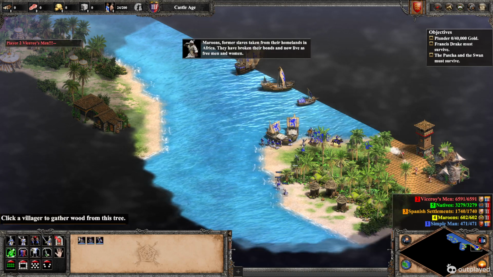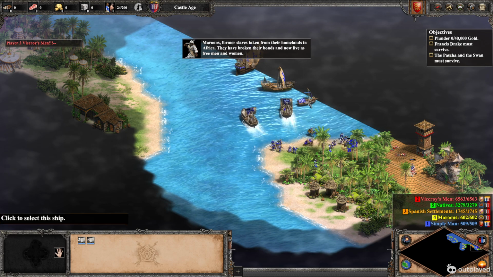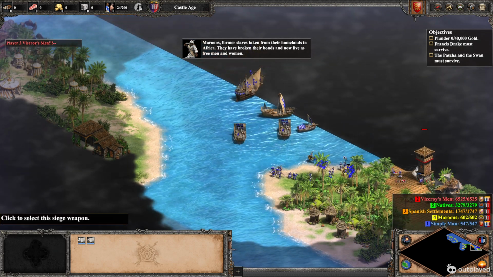Maroons, former slaves taken from their homelands in Africa. They have broken their bonds and now live as free men and women.